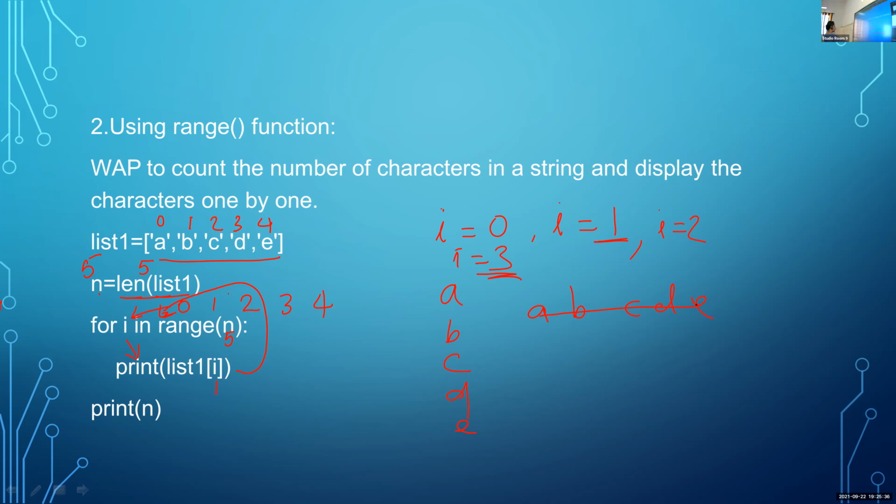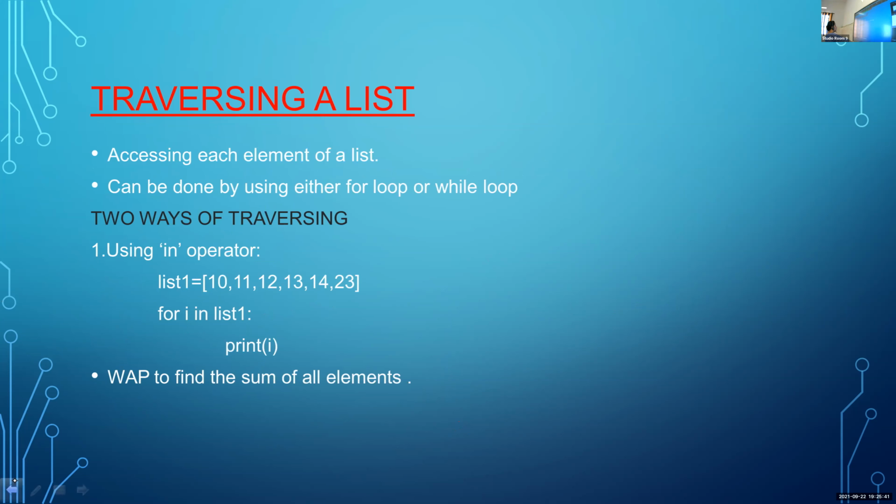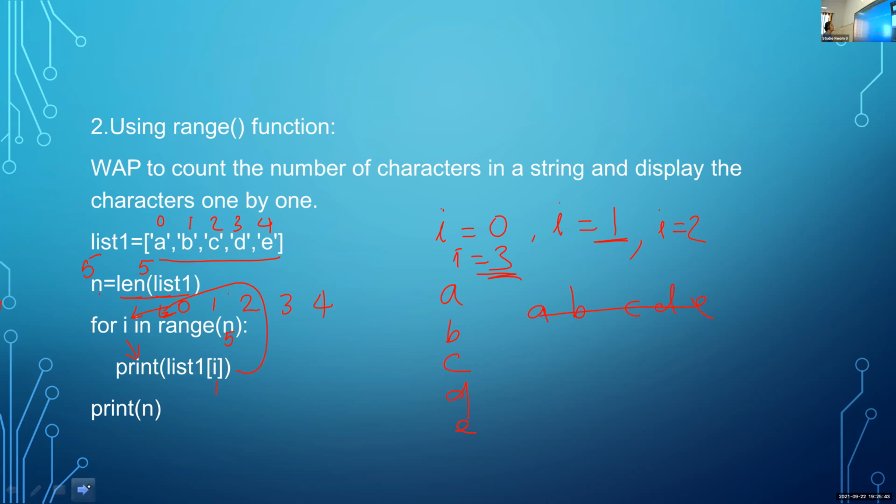Okay, so you can move to the one program that is there. You just write this program and do it as homework. Write a program to count the number of characters in a string and display the characters one by one. This is the program. Instead of this ABCD, you want to give another set of characters. The same program, replace it with another set of characters and do it in the interpreter.